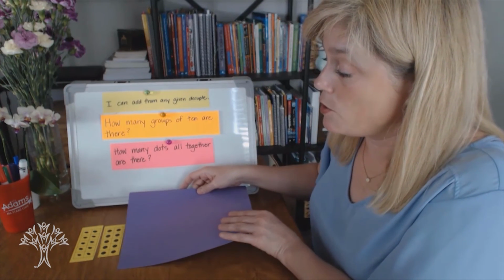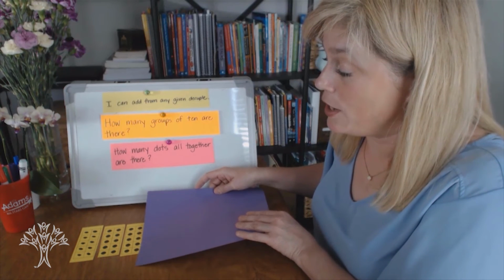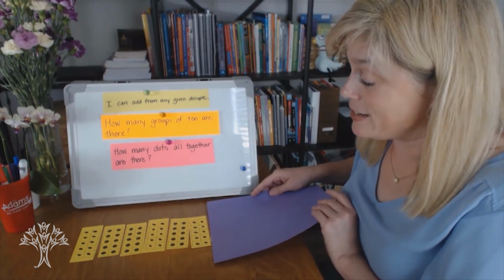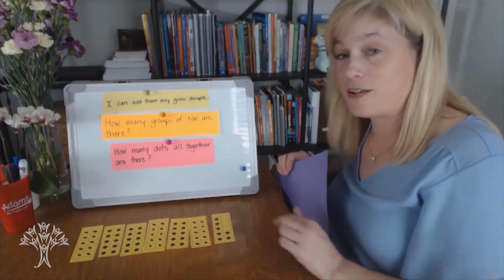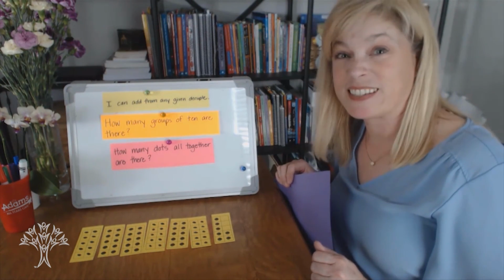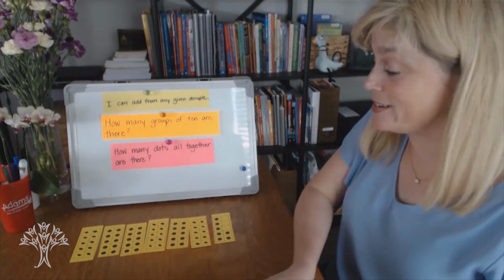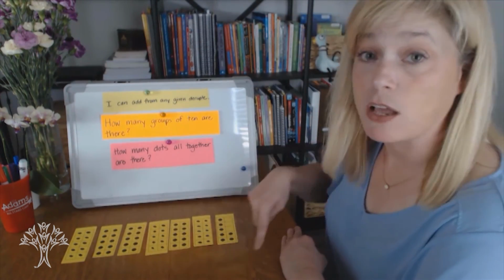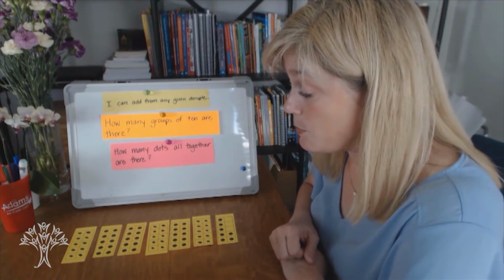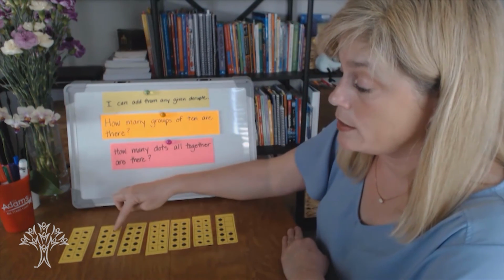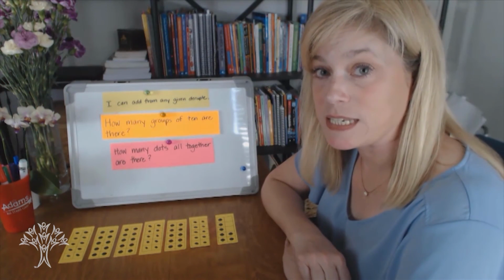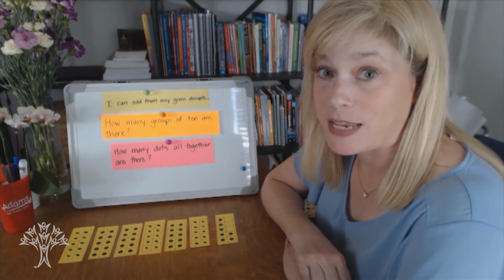10, 20, 30, 40, 50, 60. What'd you come up with? 67. That's right. So how many groups of 10 do we have? We know that there's 67 dots altogether. And how many groups of 10? 1, 2, 3, 4, 5, 6. So in 67, there are 6 groups of 10.